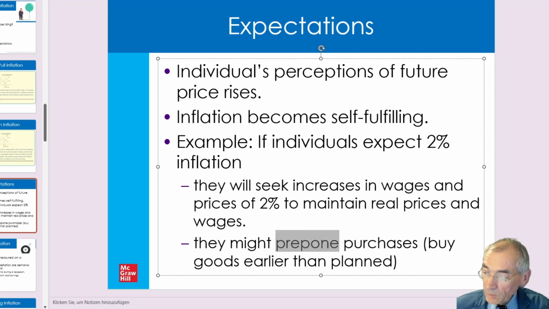But also they might prepone purchases. We might buy things earlier. We might say, okay, we wanted to buy a new car in 2 years, but now we expect that it will be more expensive in 2 years. Let's buy it now. If everybody does this, there is a demand pull inflation, because there's more demand. This pulls prices up. And that's why expectations are important and in fact dangerous here. Or let's say they can be dangerous. It's important to keep inflation expectations in mind.